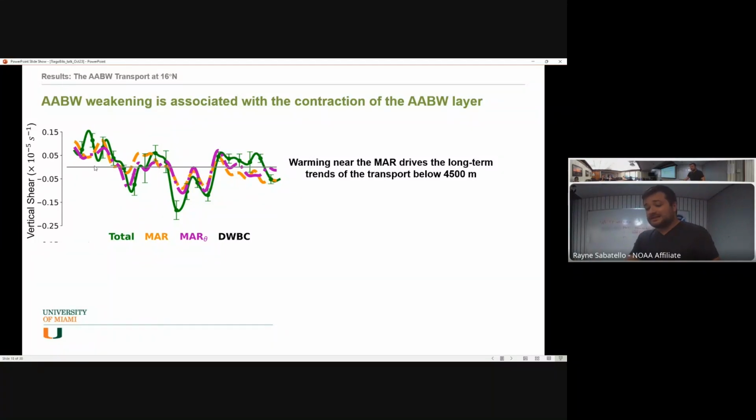That's the dashed orange line. And we recovered the trend in the shear and the transport just using the simple approximation, all right? And you can go even further.